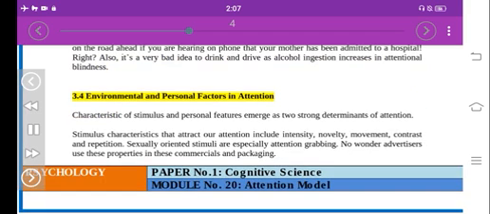3.4 Environmental and personal factors in attention. Characteristics of stimulus and personal features emerge as two strong determinants of attention. Stimulus characteristics that attract our attention include intensity, novelty, movement, contrast, and repetition. Sexually oriented stimuli are especially attention-grabbing. No wonder advertisers use these properties in their commercials and packaging.